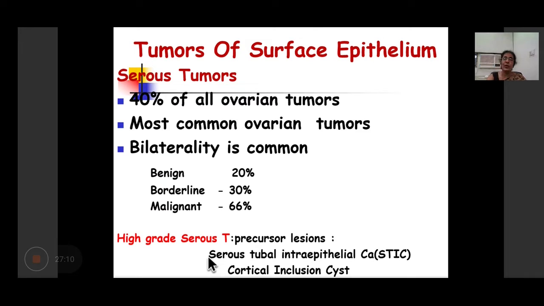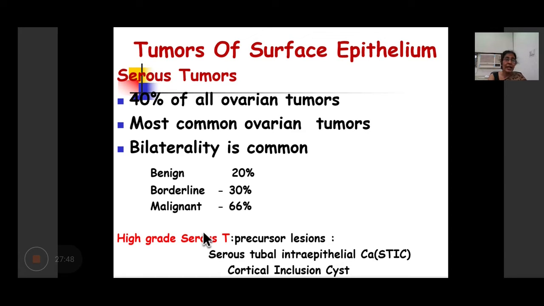So why are we interested in knowing about the serous tumors? Whether low grade or high grade, they are the commonest ovarian tumors. 40% of all ovarian tumors, that means 4 out of 10 ovarian tumors, are serous tumors. Bilaterality is common, especially for the malignant serous tumors. Malignant serous tumors are called serous carcinomas of the ovary. The serous adenocarcinomas of the ovary in 66% of the cases are bilateral, while benign serous tumors are bilateral only in 20% of the cases. Remember, this figure is opposite in cases of mucinous tumors of the ovary.